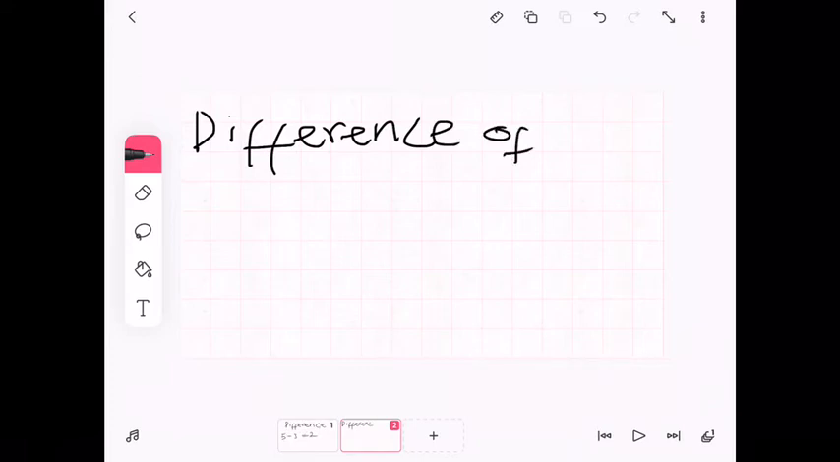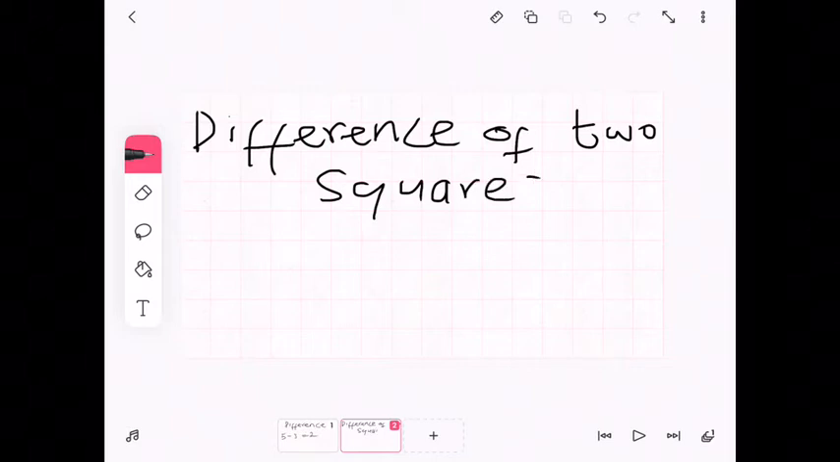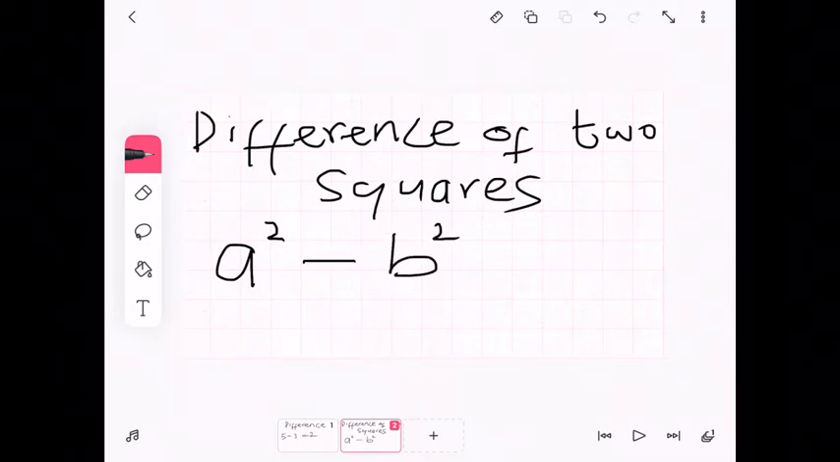What do we mean by difference of two squares? Difference of two squares means that you should have a number squared minus another number squared.